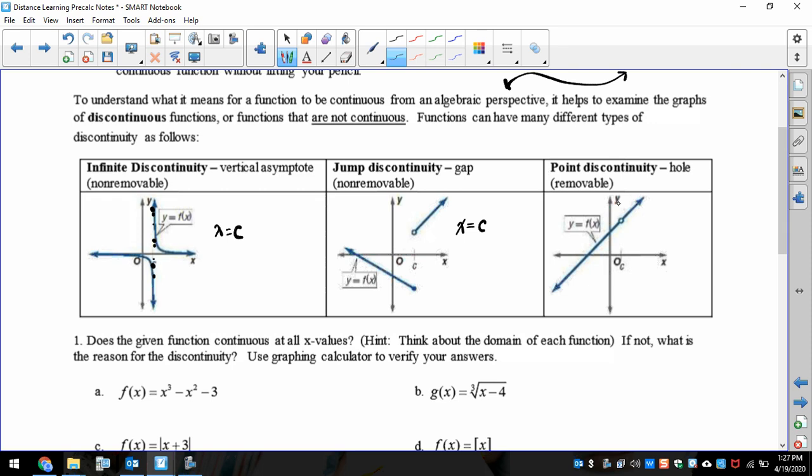Point discontinuity is the last one, and this one's also called removable. So infinite, jump, and point are what I'm looking for. Removable and non-removable are less important, but you may see those if you go further to calculus. Here we can see that there is a discontinuity, a break in the function at this point right there. It's a hole, and it's still discontinuous because we can't draw the whole function without picking up our pencil. We have to pick it up here and continue on the other side. So the function is discontinuous.